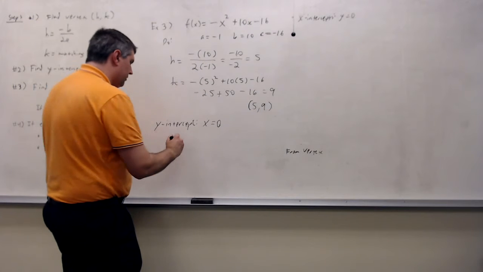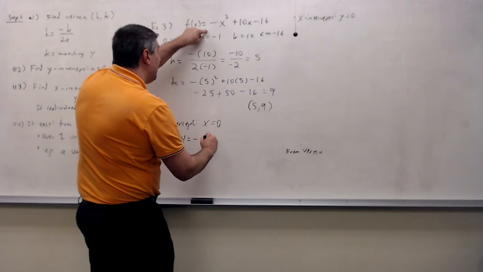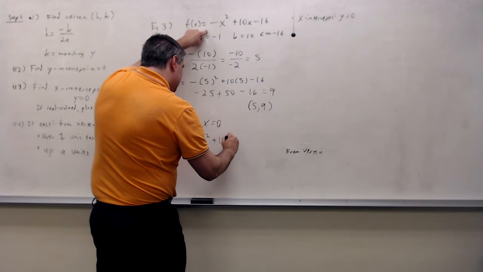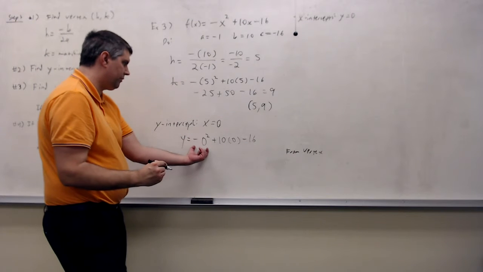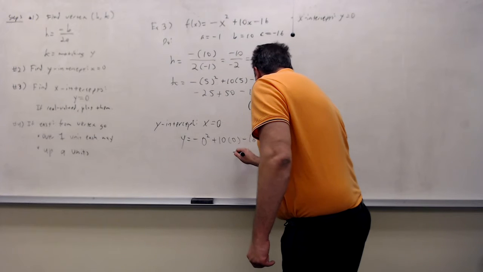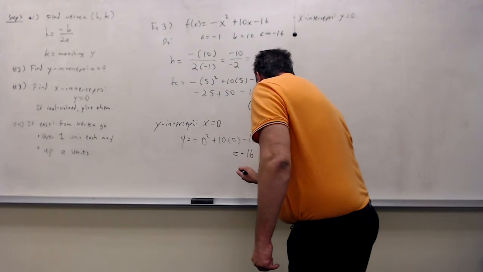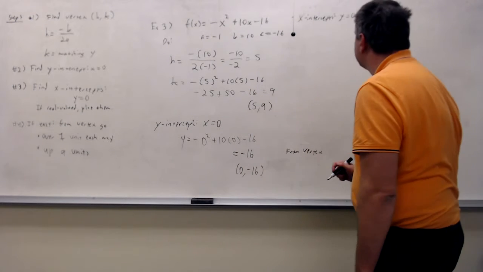Now, x equals 0, so y will equal -0 squared plus 10 times 0 minus 16. 0 plus 0 minus 16 is -16. So it's (0, -16).